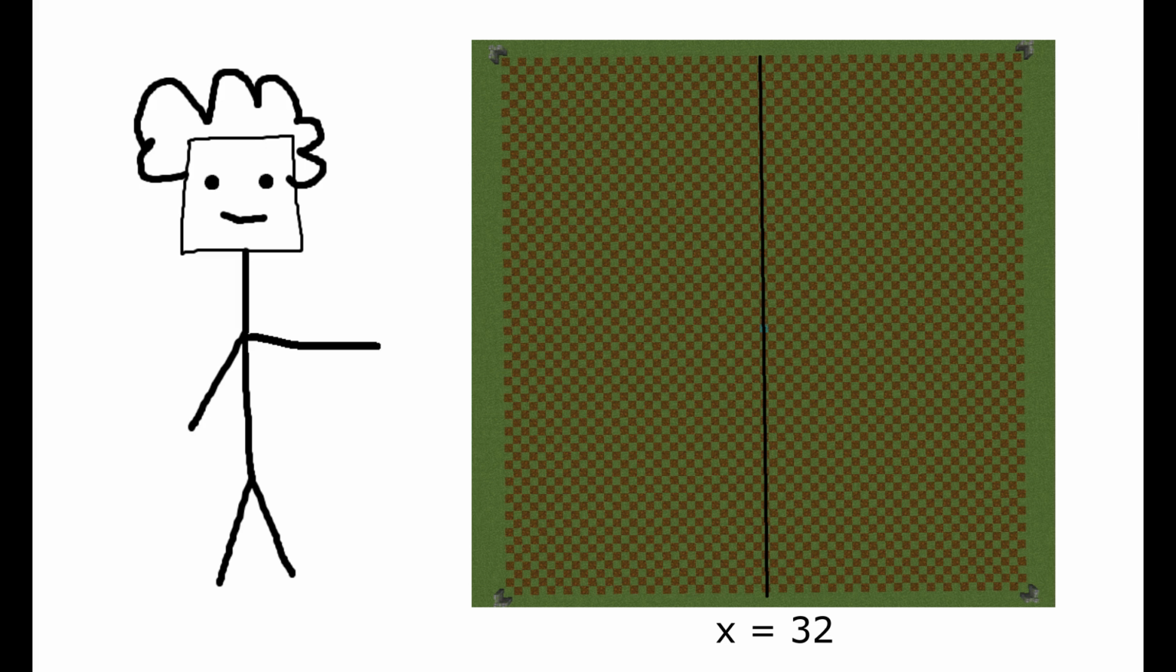Now, we slice horizontally at y equals 32. Again, our region is in the bottom left, so we eliminate the top half. Now it's a 32 by 32 grid, which has 1,024 blocks.